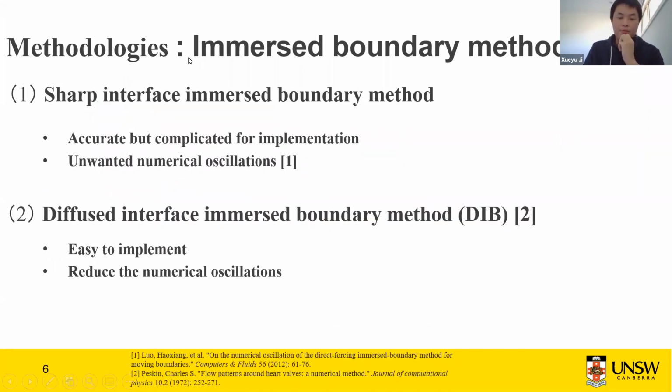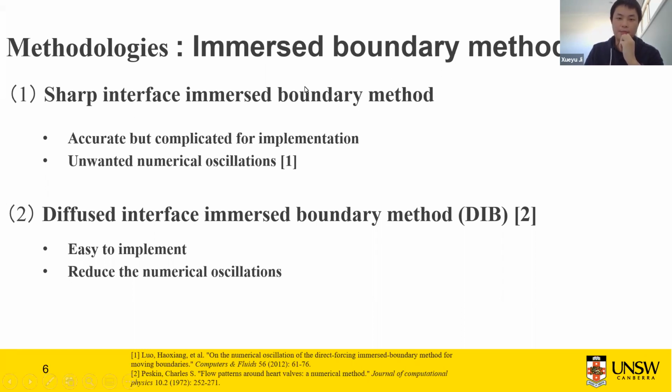And because the flapping wing is different from the stationary wing, the position of the wing will change from time to time. If you use a traditional method like the ALE, we need to regenerate the mesh step by step when the wing is flapping. Therefore, the immersed boundary method was proposed by Peskin in the last century.